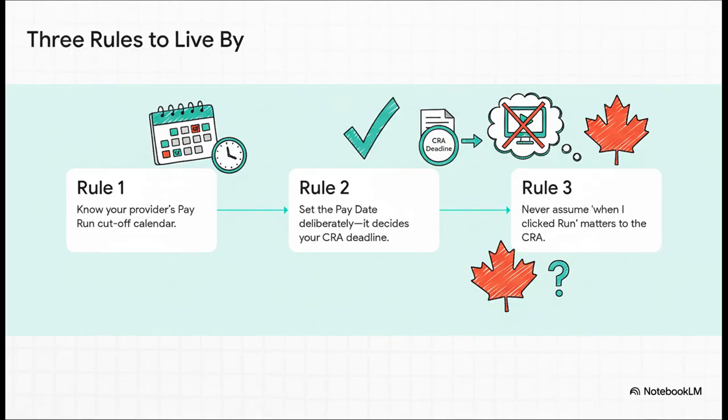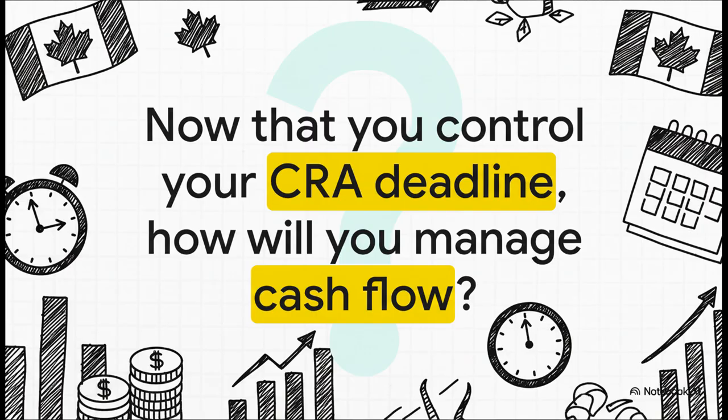So to make sure you never get this wrong, here are 3 simple rules to live by. 1. Know your provider's pay run calendar. Check it for holidays, know your cutoffs. 2. Be deliberate when you set your pay date. Remember, you are controlling your CRA deadline with this date. And 3, never, ever assume that the day you physically clicked the Run Payroll button matters to the CRA, because it just doesn't. And that's really it. 3 dates, but now you have total clarity.